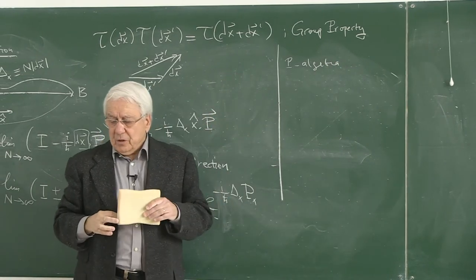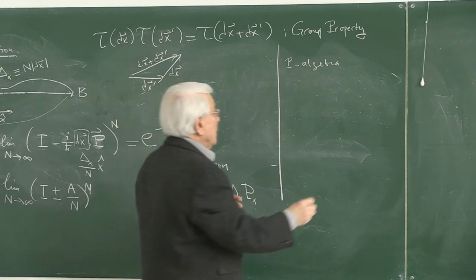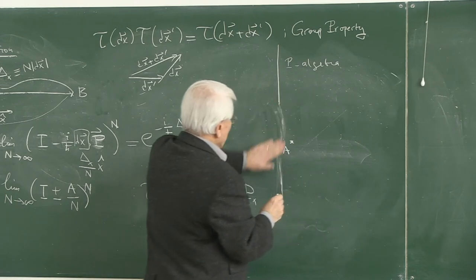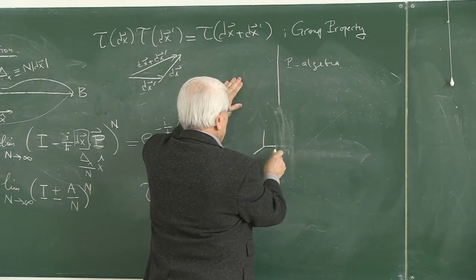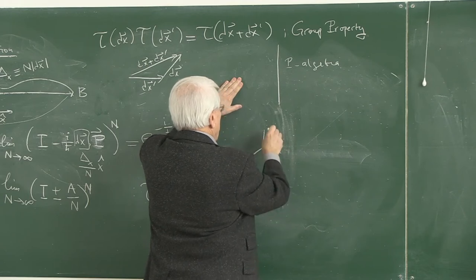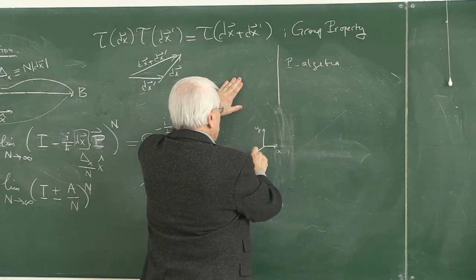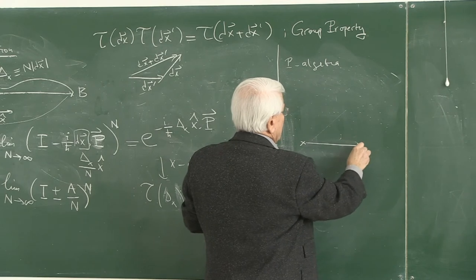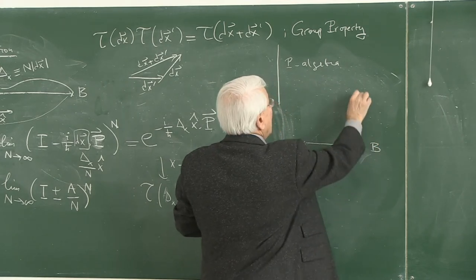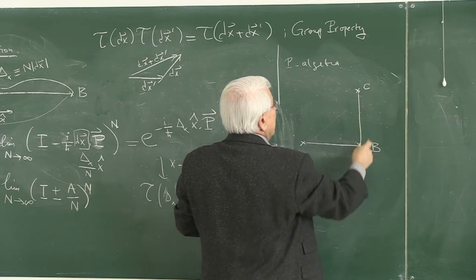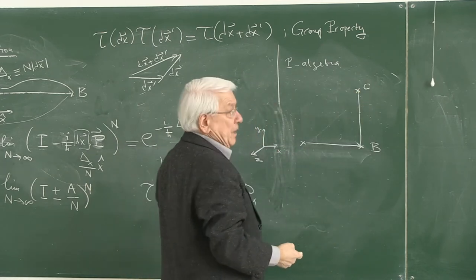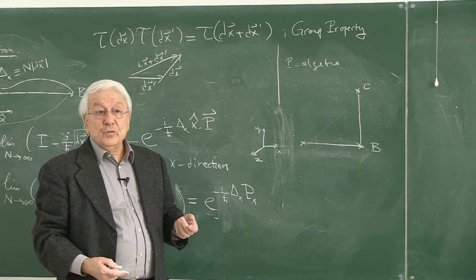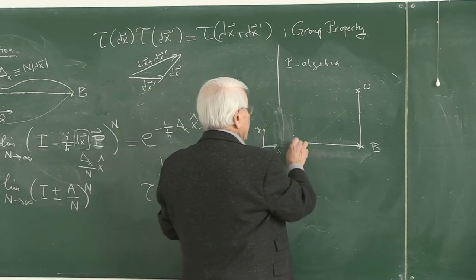For this, we will follow the following argument. Suppose we start with a point A, and suppose our reference frame here is x, y, and z in reference to this one. We start from a point A, go to B in the x direction, and then go to C in the y direction. That's obviously one way of translating in two steps from A to C.